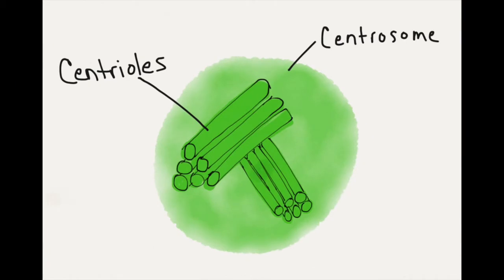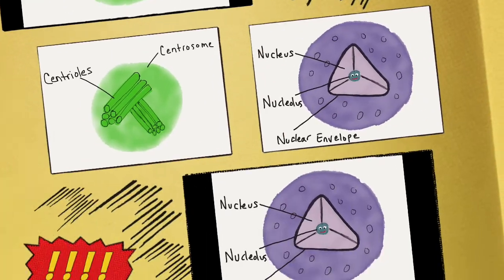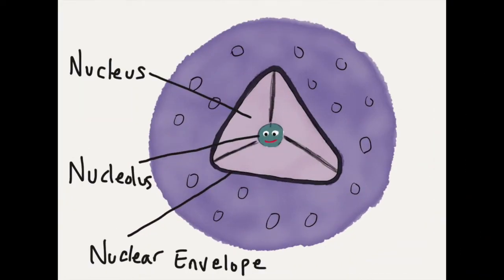Centrosomes are located in the center of the cell near the nucleus. They also contain centrioles, which are pairs of small, hollow, cylinder-type structures. They play an important role of organization in cell division. And finally, we have the nucleus.